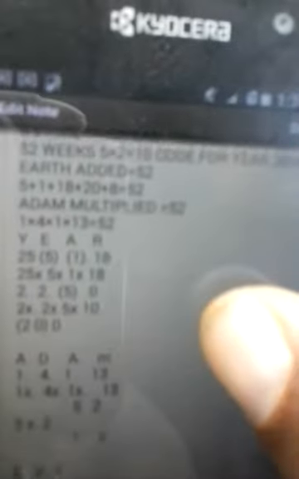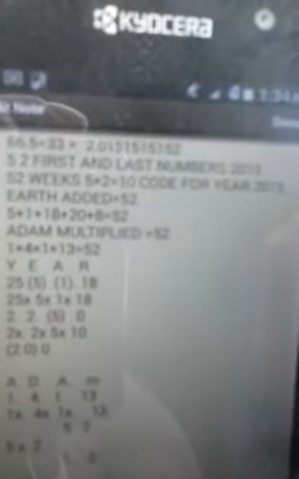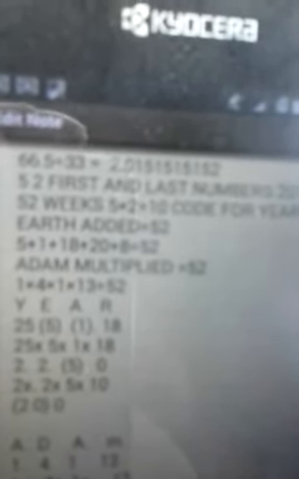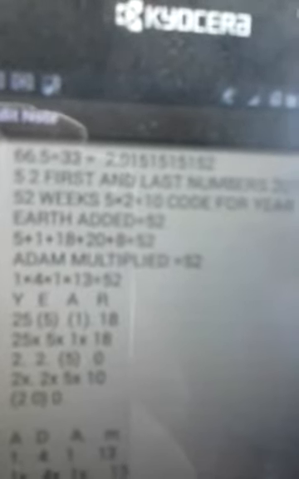5 times 2 times 10 is a code for none other than the year 2015, 5, 2, 1, and 0, which is 52 times 10. Earth added is 52, and inside the word earth are the numbers that make the year 2015. You can see the 5 and the 1 from the E and the A, and the T is 20. Clearly inside the word earth is the year 2015, and the word earth added is 52. A coincidence that on earth there are 52 weeks in every year.